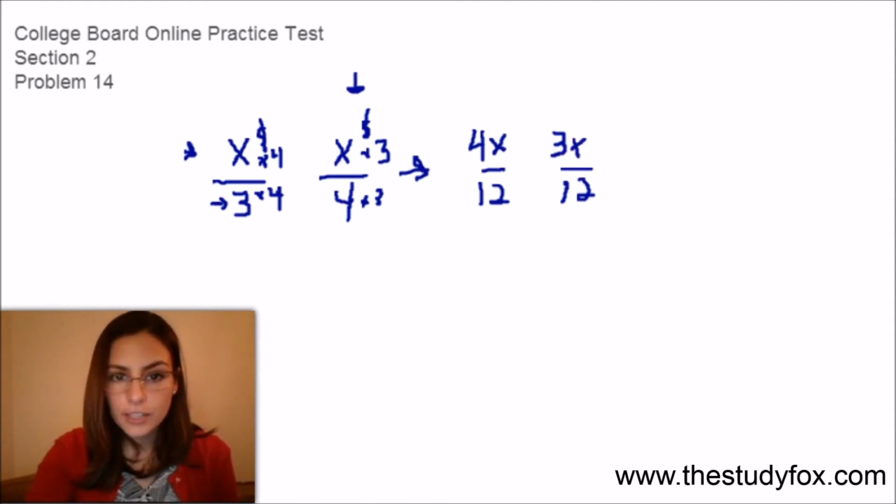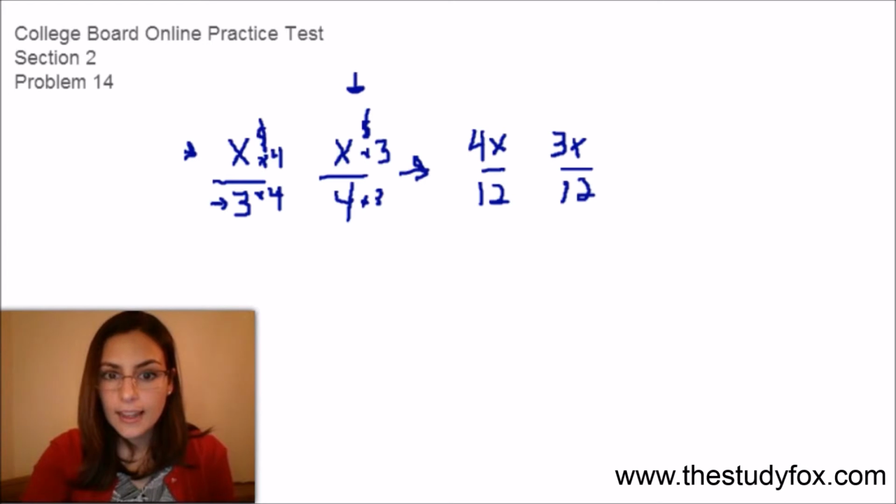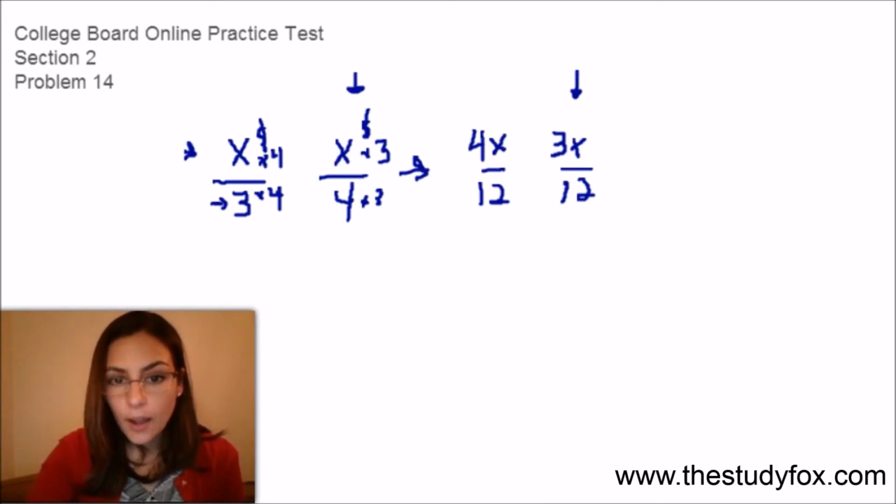And just to quickly check yourself, you can see that if we simplify this fraction, we'll still get x over 3. And if we simplify the second fraction, we'll still get x over 4. So now what we have to do is find the difference in dollars between the 2 per person. So we're going to subtract.